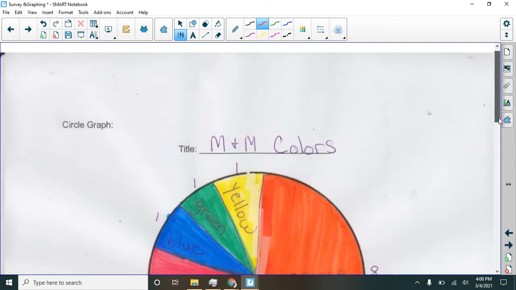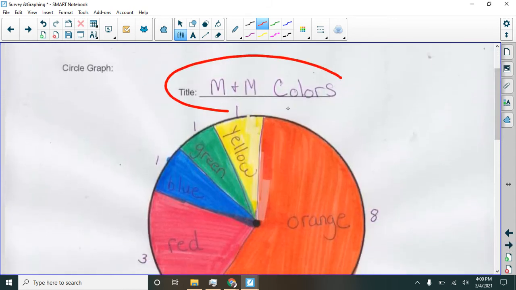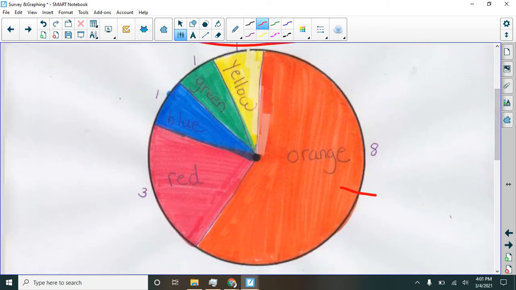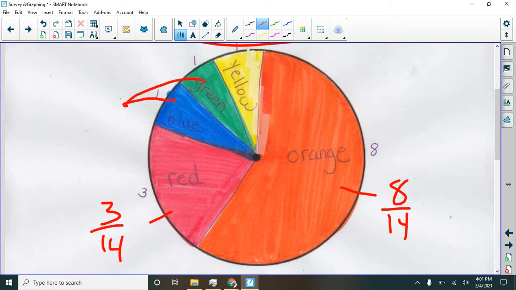But I do have a little copy of it here. Look at this. Okay, so there's our title. Do you have to put a title in all of your graphs? Of course you do. Always a title. And so we took each one here, right? And we can label these with each fraction. This was 8/14. This was 3/14. Each of these, remember, look how equal they are.